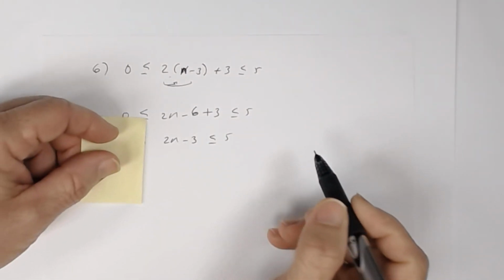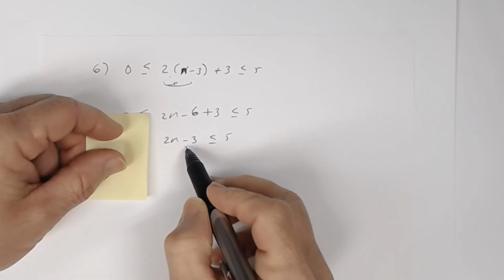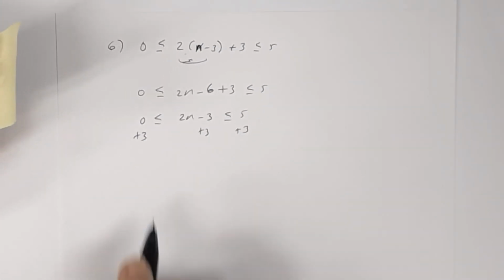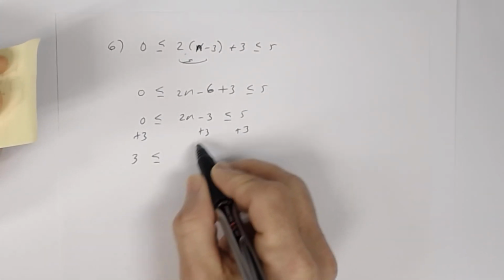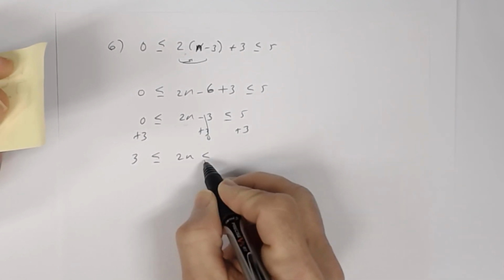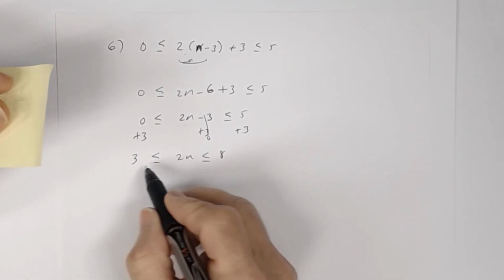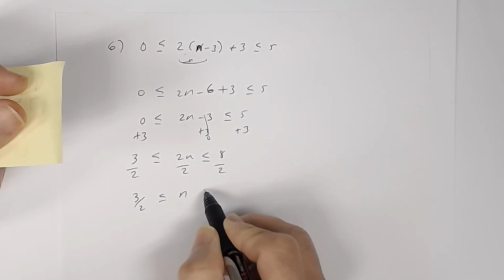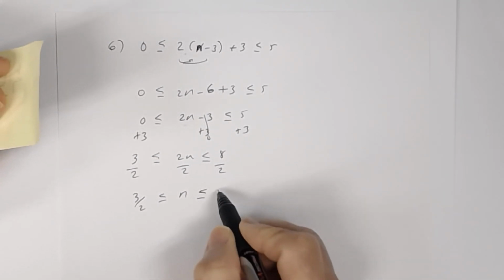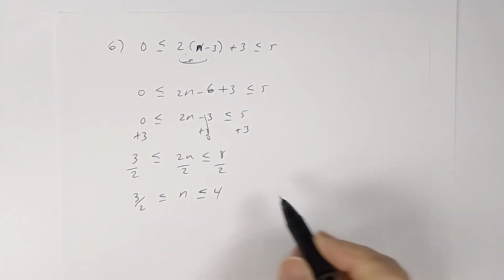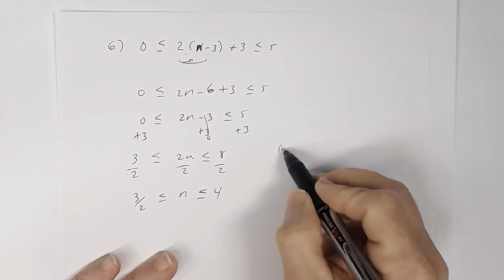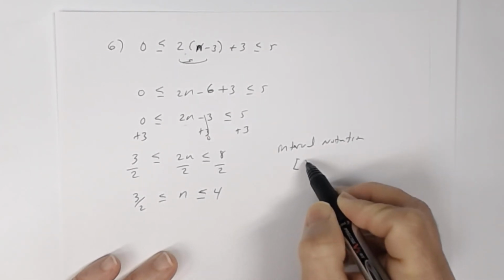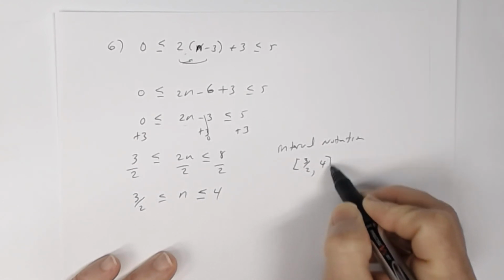The next thing you're going to do to get the variable n by itself is add 3 to both sides, or in this case all 3 parts. So I get 0 plus 3 is 3, is less than or equal to 2n is less than or equal to 8. And then finally you can divide all parts by 2. And so I get 3 halves is less than or equal to n is less than or equal to 4. Okay? And so your interval notation is bracket 3 halves, comma, 4 with a bracket.